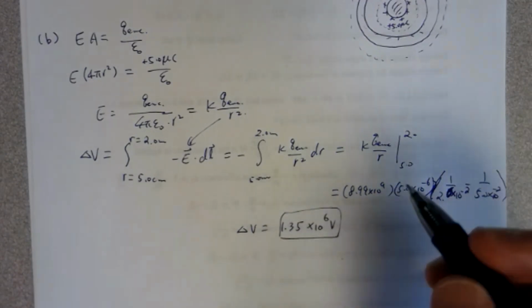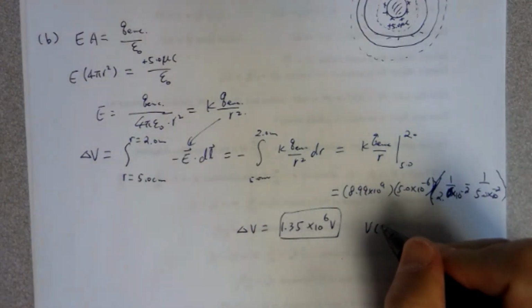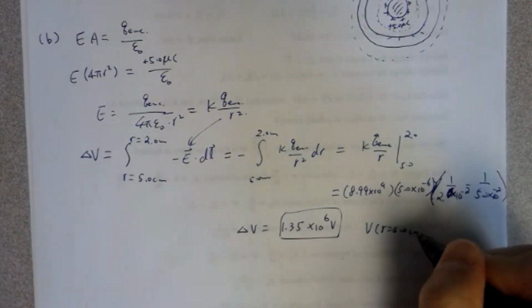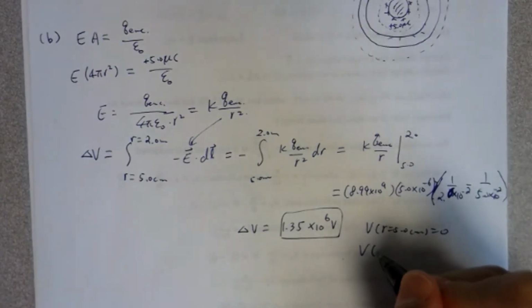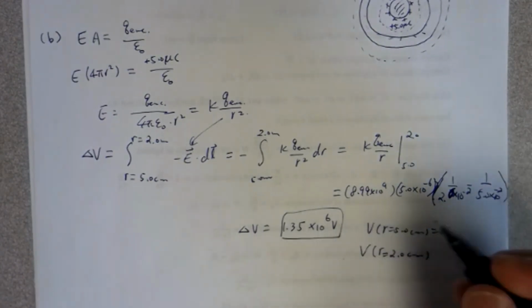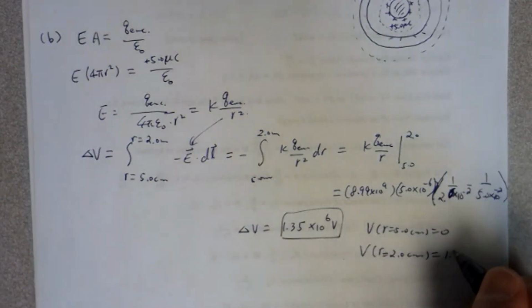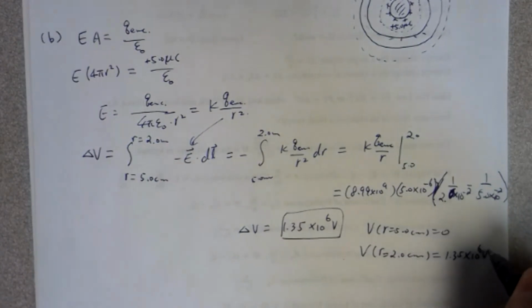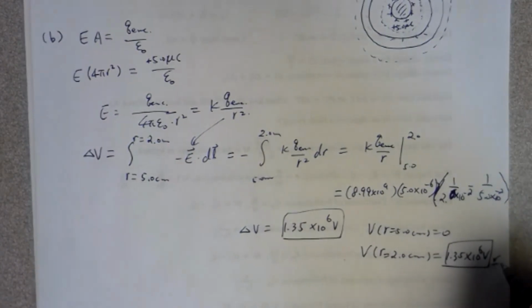Okay, and because V at R equal to 5 centimeters is equal to 0, then V at R equal to 2 will be adding this up, right? So it's 1.35 times 10 to the 6 volts. Okay, so that's on that one.